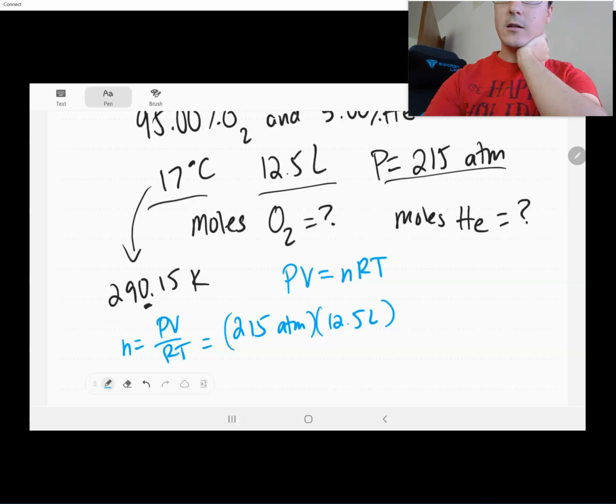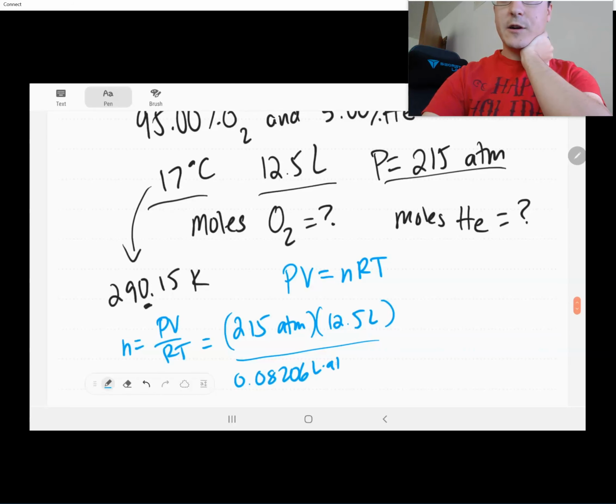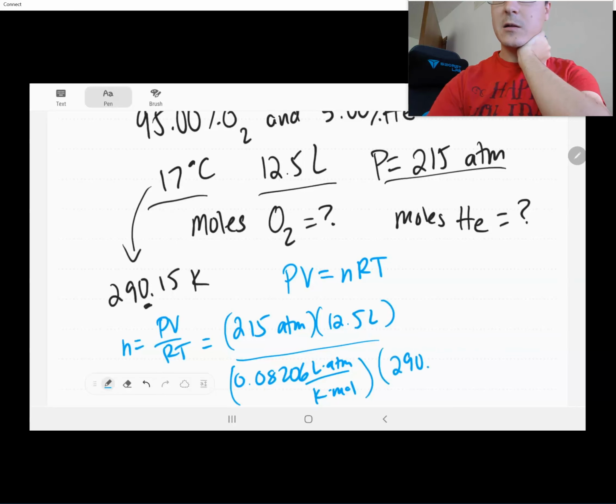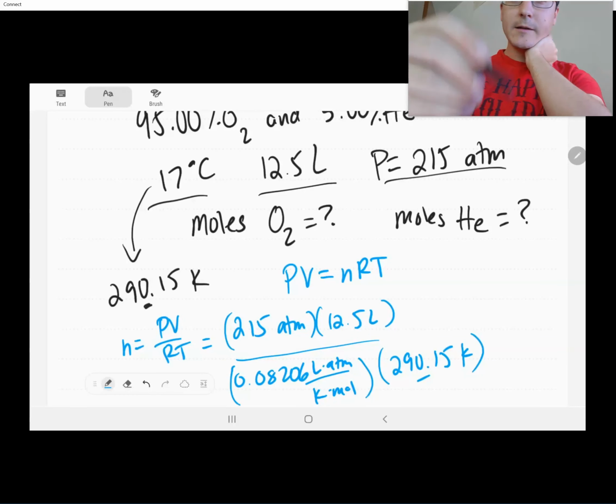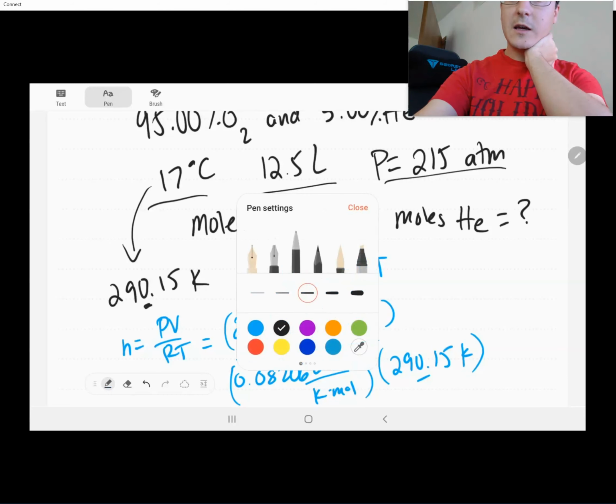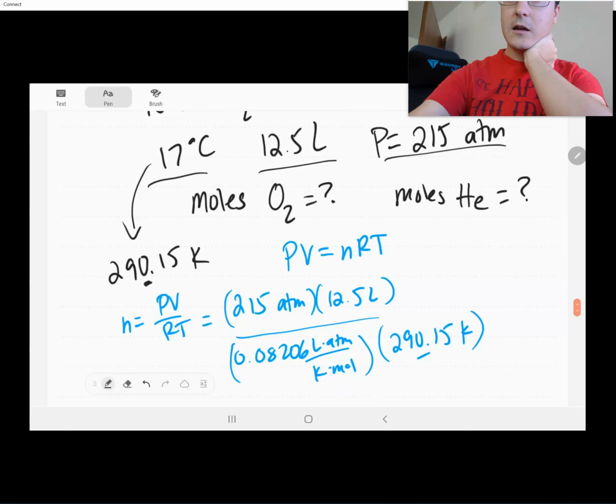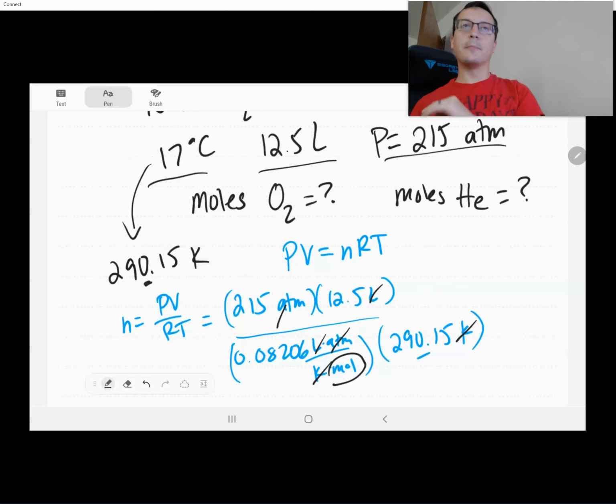And then we're going to divide by our favorite R. And our last number, of course, was the 290.15 Kelvin. All right, so we're going to go ahead and see what units cancel out. We should be left with moles, which is good. That's what we're looking for.